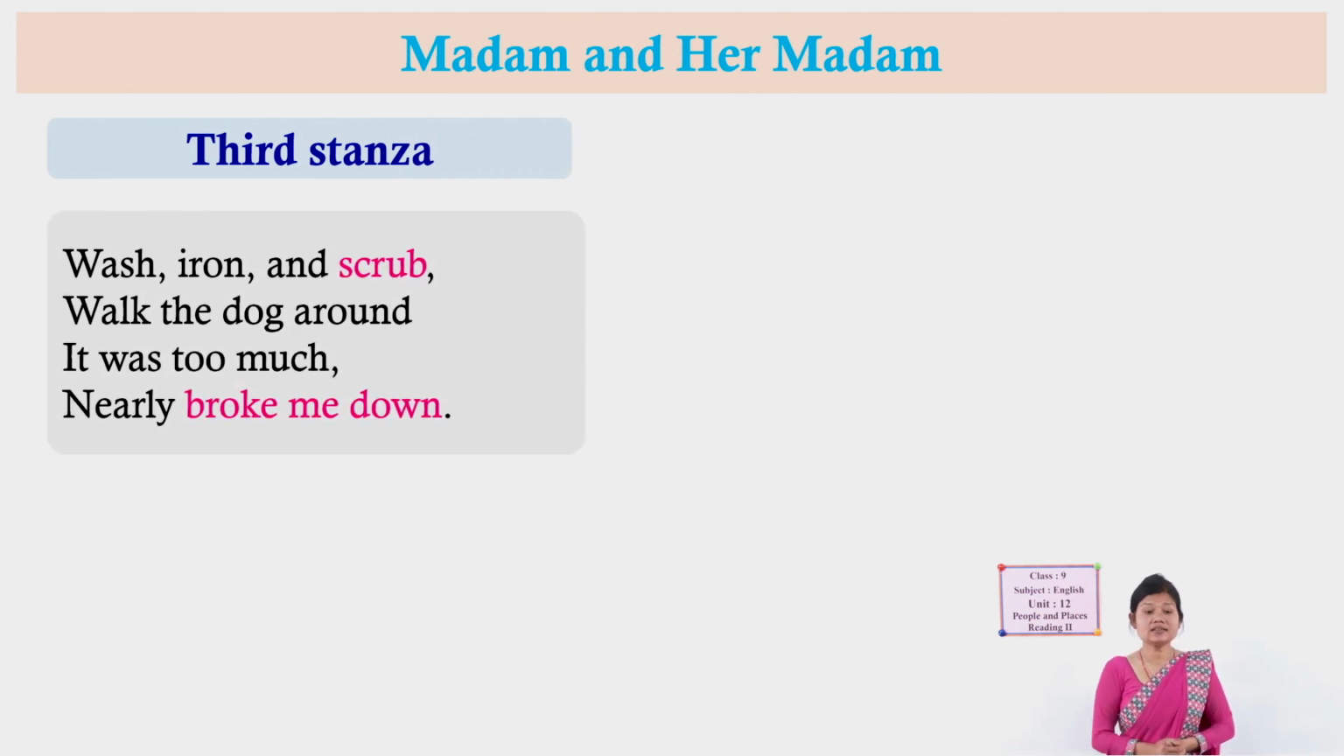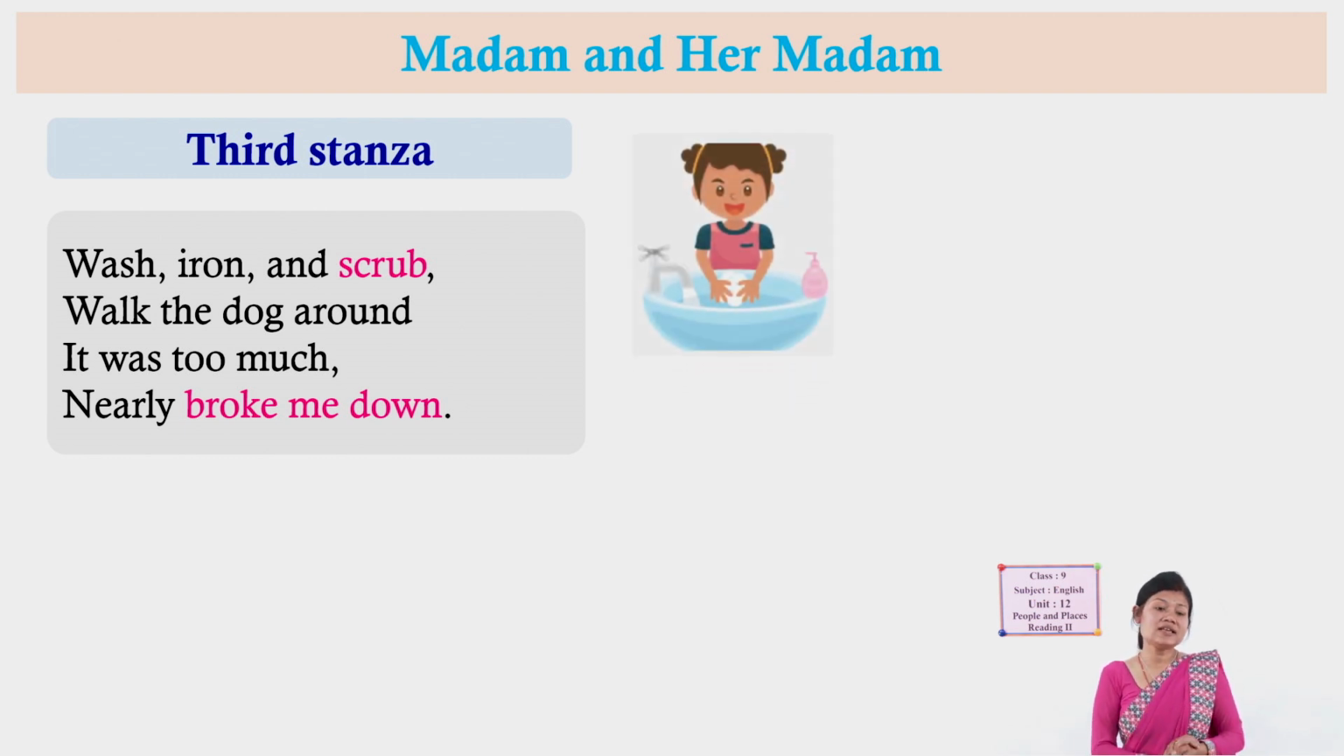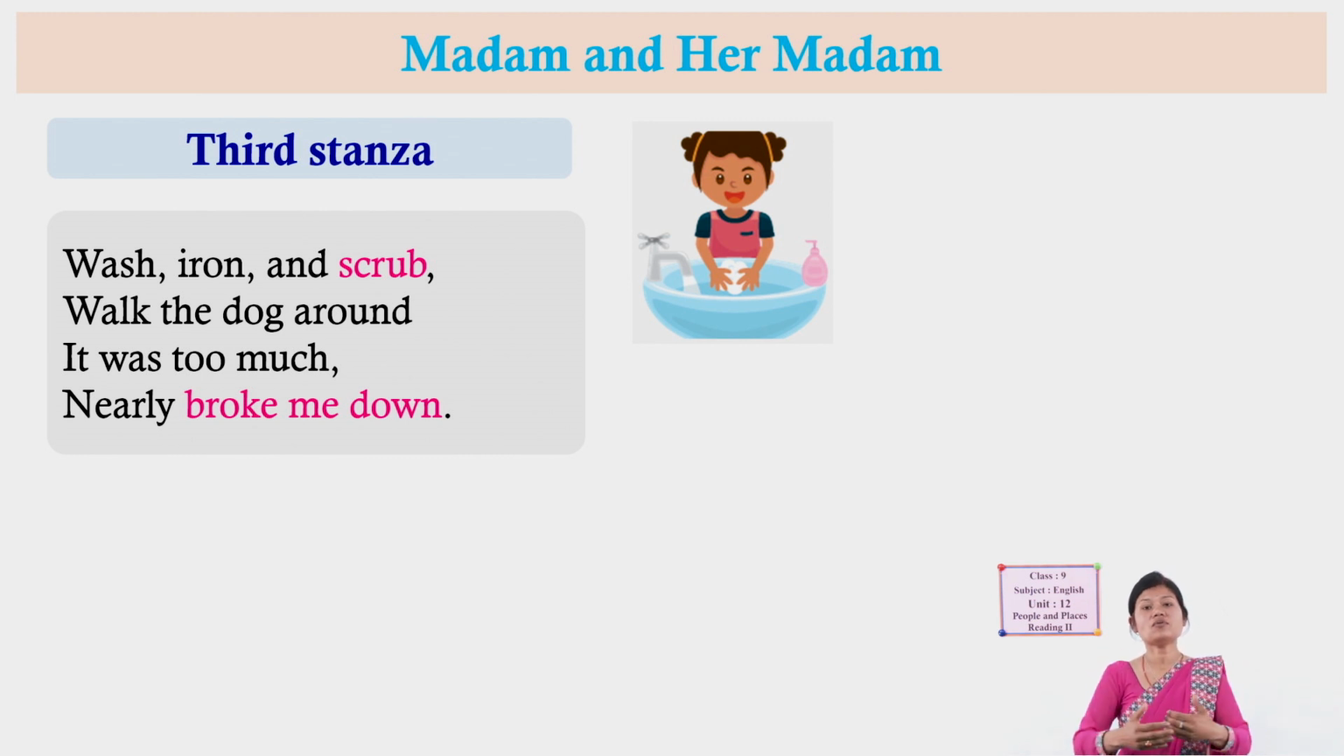It is like this: wash, iron and scrub, walk the dog around, it was too much, nearly broke me down. So again, what do you find here? Again the servant is saying she has more work to do, not only cleaning the rooms, cooking, or taking care of the children. So washing, ironing, scrubbing. Do you know scrub? Yes, we scrub the floor to clean it. So scrub means rub the floor.